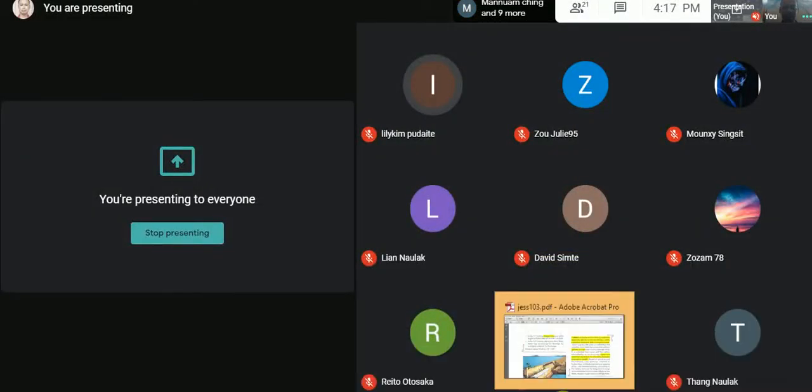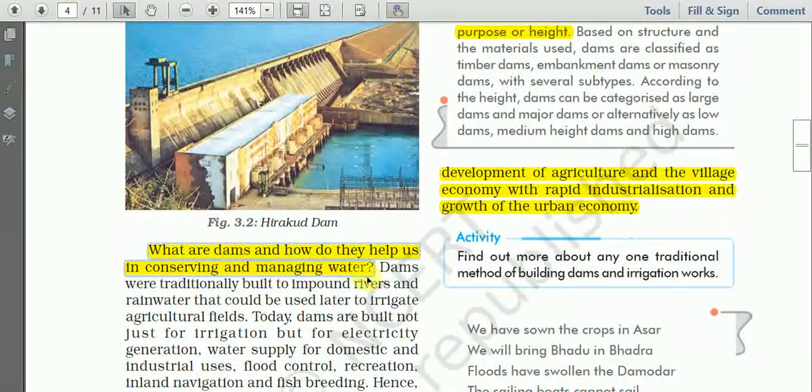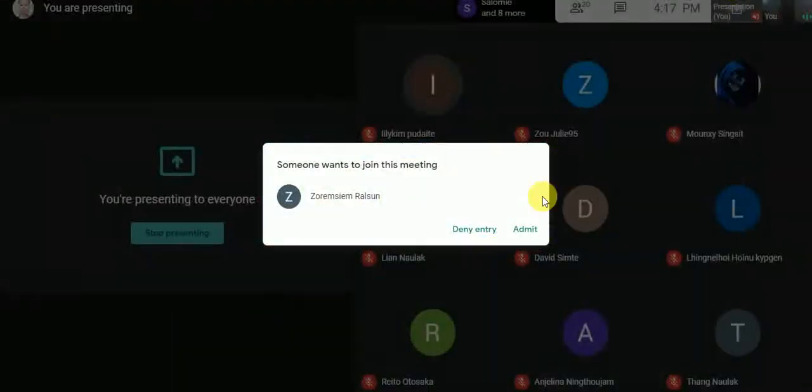So let us proceed. Then see, what are dams and how do they help us in conserving and managing water?